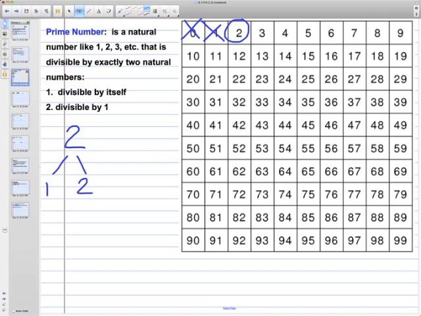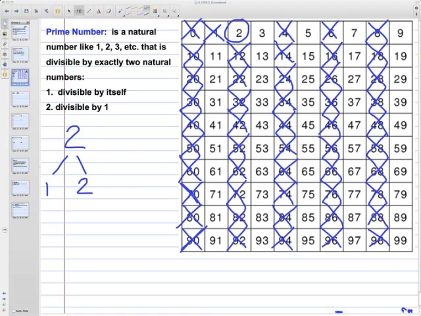Therefore, all even numbers are not prime because they are divisible by more than 2 natural numbers. So I'd like you to pause the video and X off all of the even numbers on your chart. Press play when you've finished. So you can see we eliminated quite a few numbers from our prime number chart because a lot of numbers are divisible by 2, all even ones.